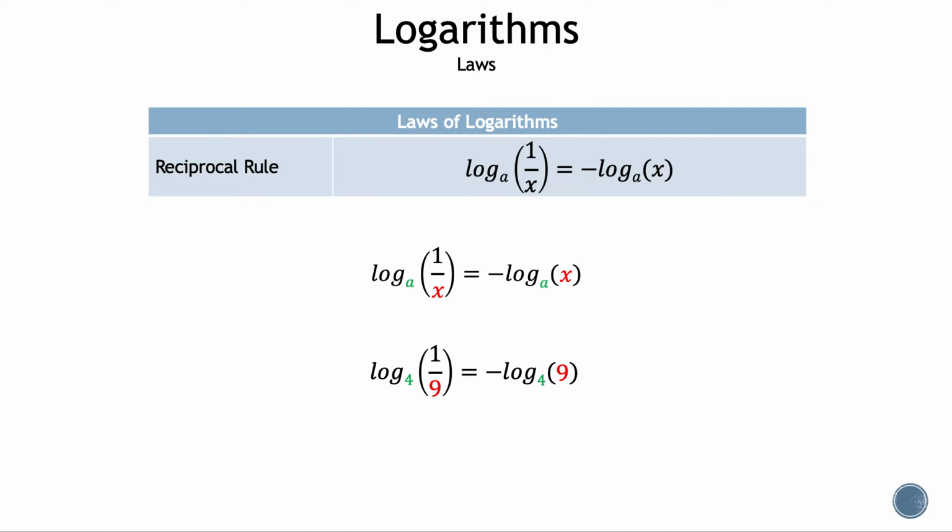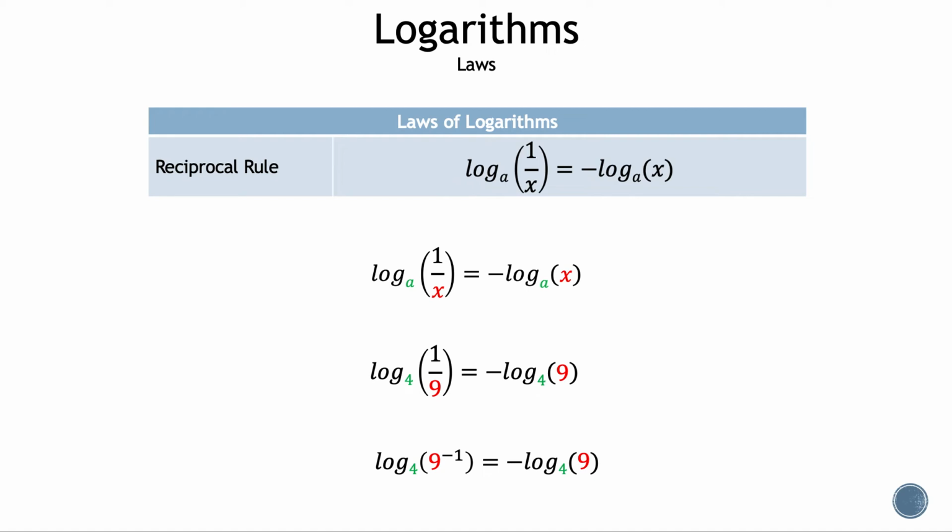9 to base 4. One reason why this is the case is that we can rewrite 1/9 as 9 to the power of negative 1 using the rules of exponents. And now we have the log of 9 to the power of negative 1 to base 4. That looks like the power rule, so let's go ahead and move that power or exponent, in this case negative 1, out in front of the log, and now we have negative log of 9 to base 4.